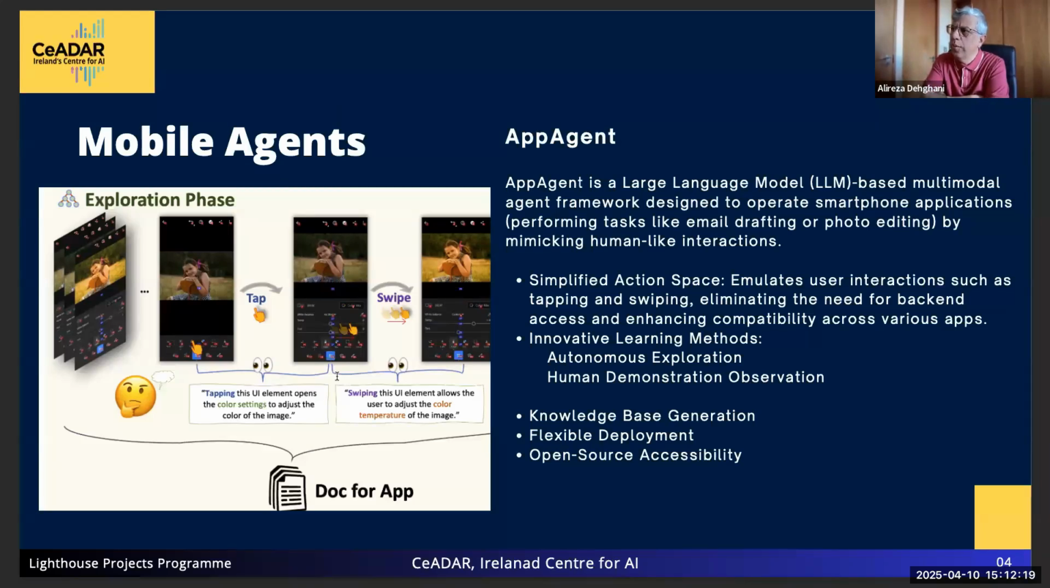The next example could be mobile agents. Mobile agent is an LLM-based multimodal agent framework, right? So let's talk about the application first. For example, consider you have an application on your mobile phone. You open the application, you point the camera of your mobile phone somewhere and start asking questions. Maybe somebody is inside the park. You can start asking, what is the tree on the right side of the picture? What is the tree at a 50-meter distance?